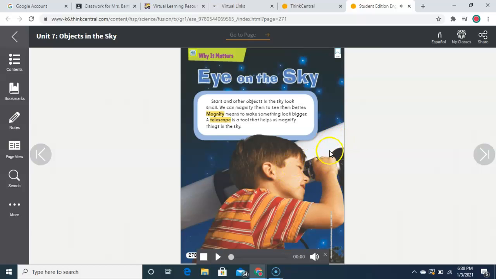All right, so what he's looking through right there, that is a telescope. And if you look through a telescope and look at the sky, it makes everything really, really big. And you can see things closer up.